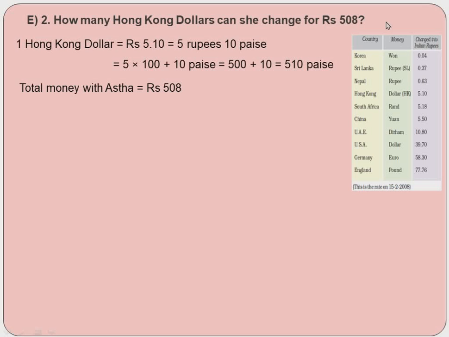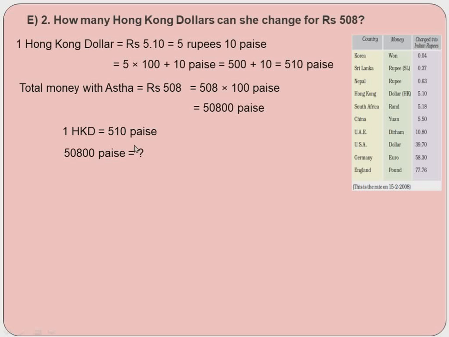Now total money she has is 508 rupees. Now she has to take this 508 rupees and convert it into Hong Kong dollars. That is the question here. So now as this is in paisa, this also I'll write into paisa. Into paisa means what I'll do? Multiply. So 508 rupee into 100 paisa, that equals 50,800 paisa. Now everything I have converted into paisa. Now 1 Hong Kong dollar is equal to 510 paisa. Now I need to know for how much? 50,800 paisa is equal to how much? So what will I do?